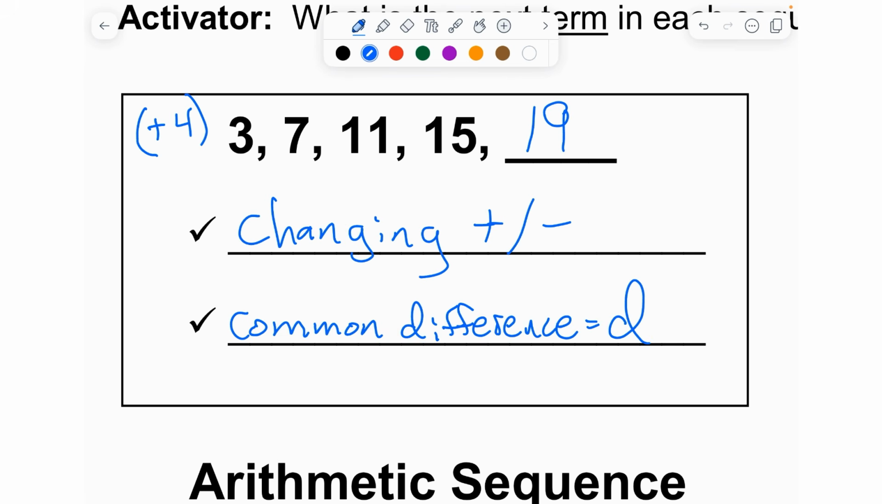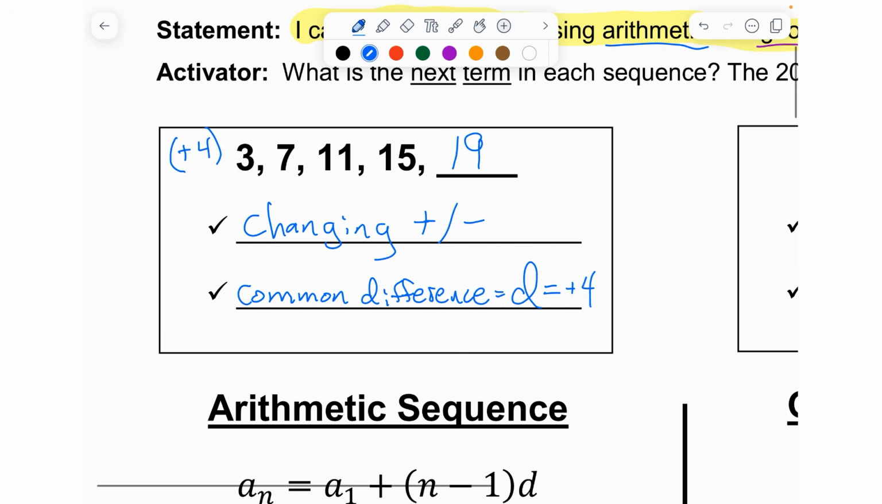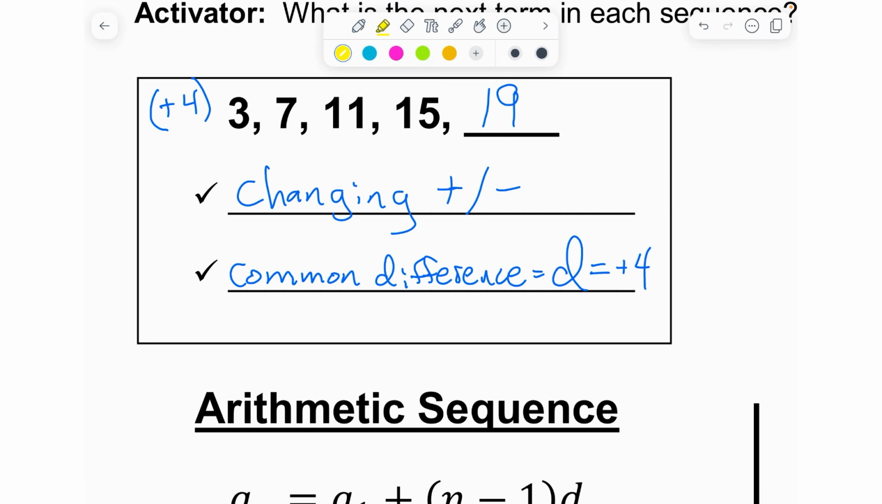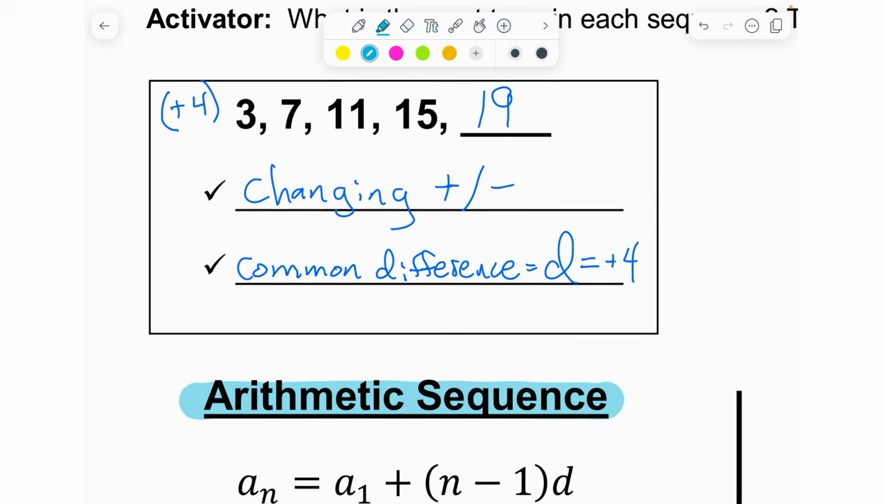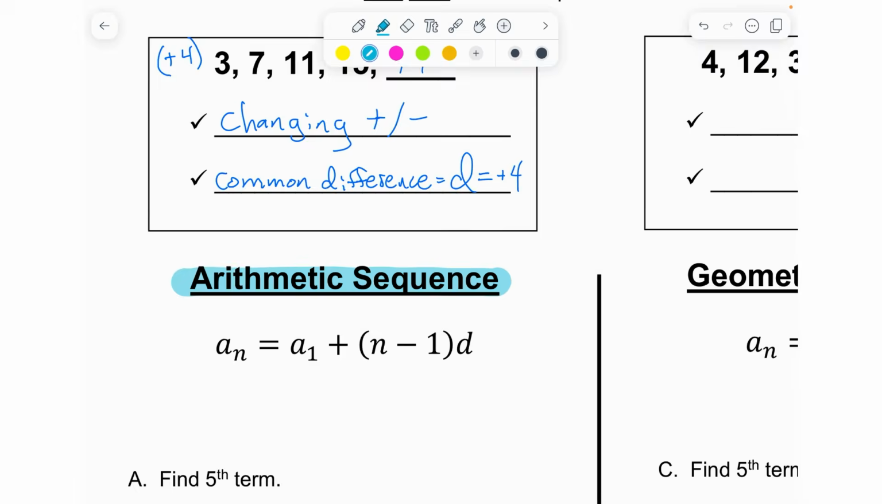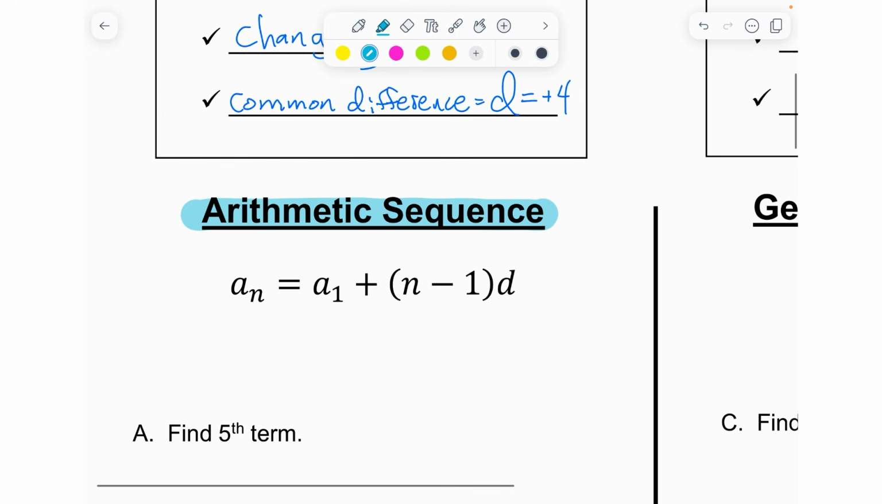We also typically label the common difference with a capital D, but I want to make sure you realize that for this particular problem, it was 4 or plus 4. So when you have this type of pattern, we say that it's an arithmetic sequence. Now again, what's a sequence? It's really just a list of numbers that are in a particular pattern, and when it's arithmetic, we see that it's changing by addition or subtraction. Now, there is a formula that describes an arithmetic sequence. It can look a little overwhelming at first, but let's just get into it.